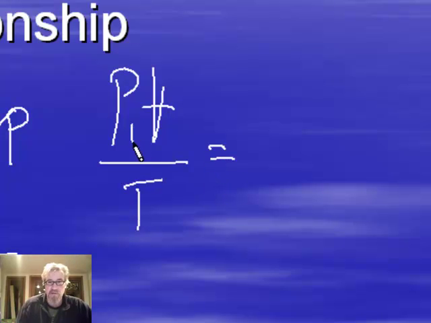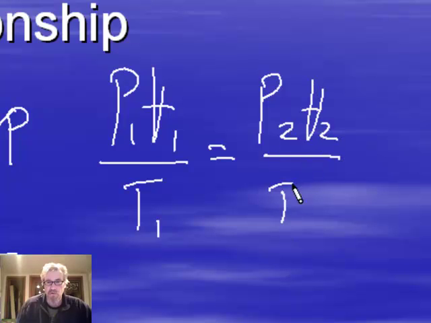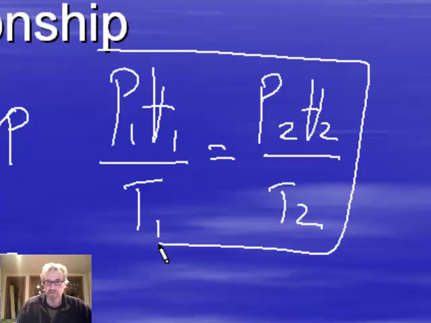So that means the pressure, volume, and temperature at one condition will have P1 V1 over T1 equal to the same constant that is P2 times V2 over T2 for a different condition. And so this is the two-point form of the combined gas law.